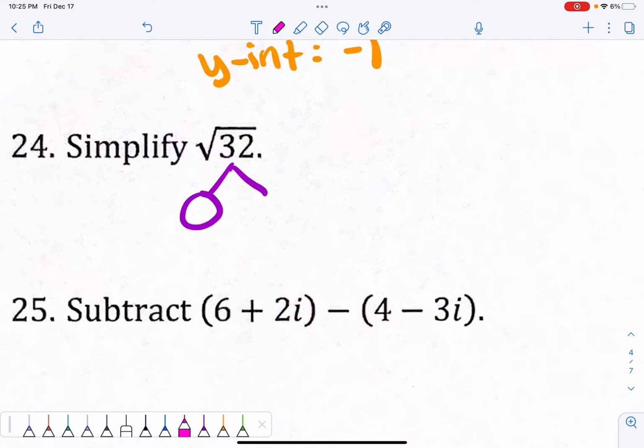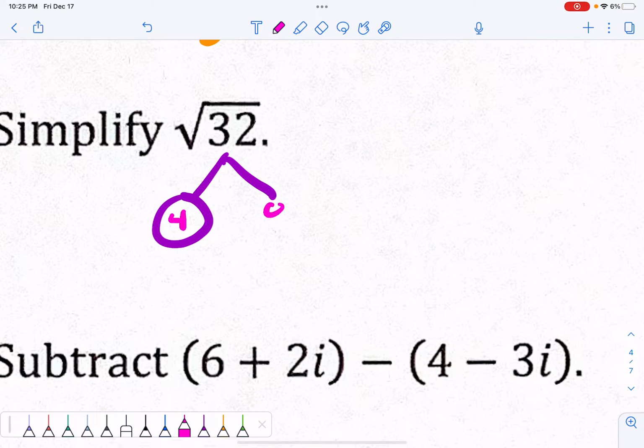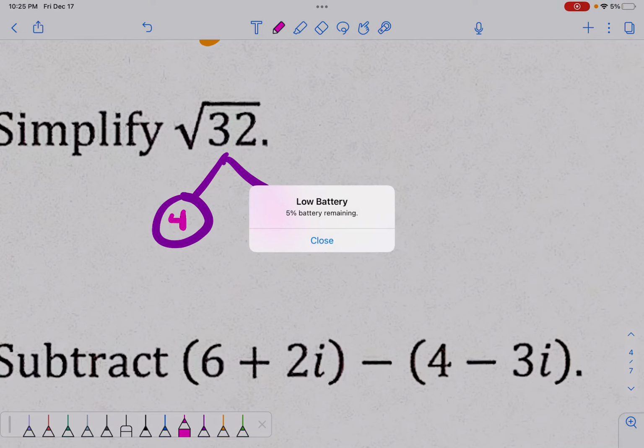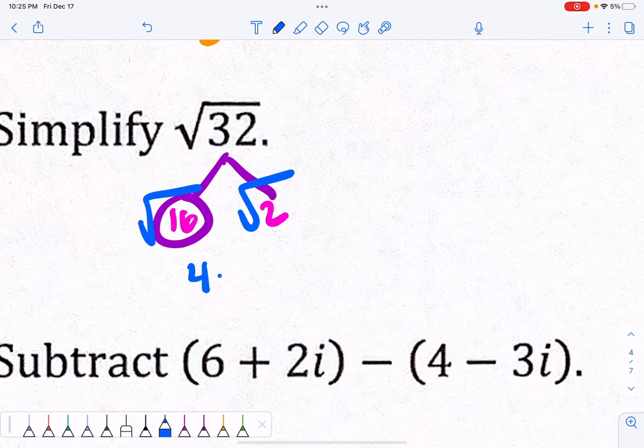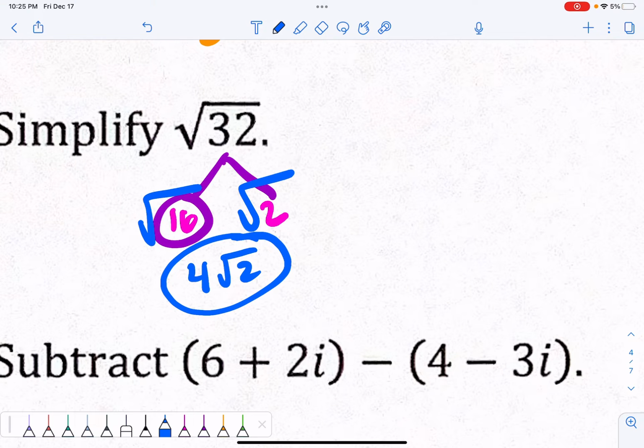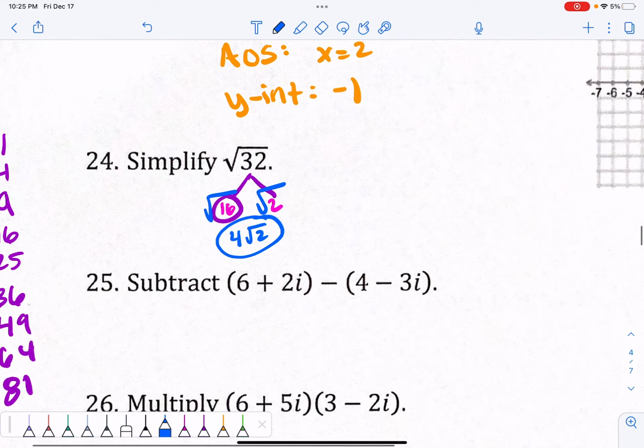Now, 32 can break down into 4 and 8, but 8 will break down even more, so you want to go with a number that's a little bit bigger, and the bigger number is 16 and 2. If we take the square root of 16, that's 4, and the square root of 2 just stays the square root of 2. So 4 square roots of 2, that's how it will break down, okay?